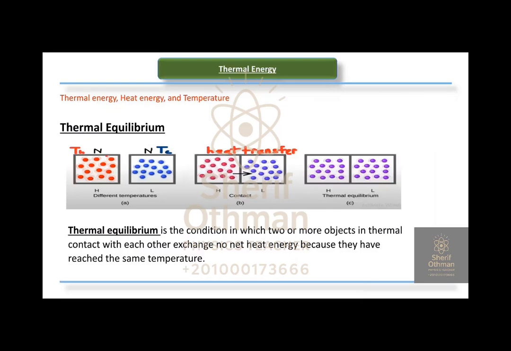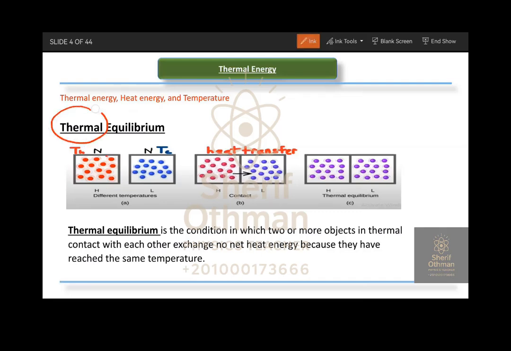Equilibrium is the state which has equality. So if I'm going to find equilibrium between two objects, that means they have the same state. They have the same description. If I'm talking about thermal, as we said, I'm describing the motion of particles. The hot object has more kinetic energy, while the cold object has less kinetic energy.